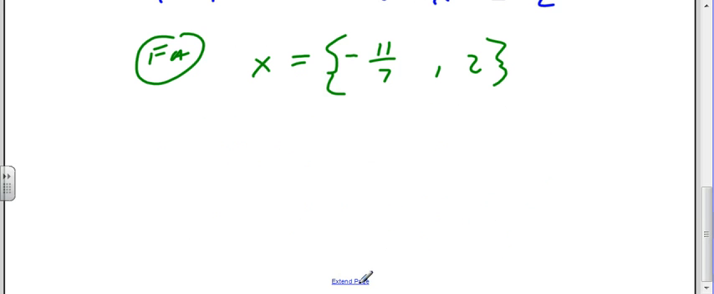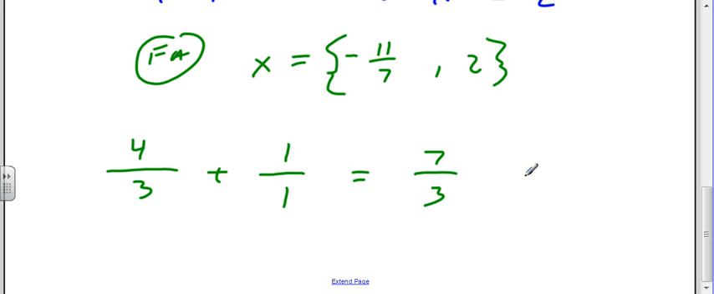And we're going to check our work because, well, we ran out of time. We're going to check our work anyway. So I've got, if x were 2, then I would have 4 divided by 3 plus 1 divided by 1 is supposed to be 7 over 3, and it is. So the 2 answer works.